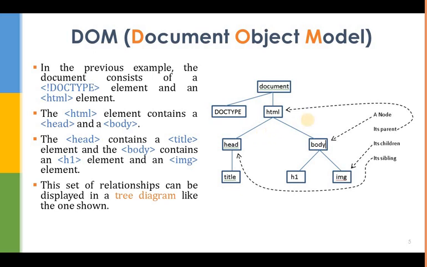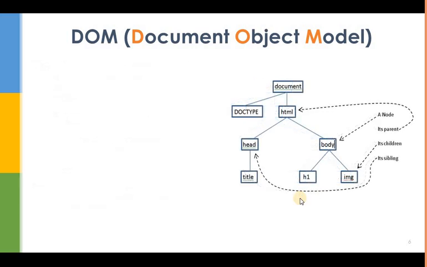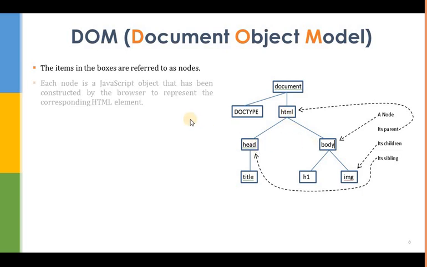So this is a node, and it is a child of this body node, and that is the parent node. This is a sibling: h1 is a child, image is also a child, that's why they are siblings. The items in the boxes are referred to as nodes. That means this is your HTML node, body node, head node, like that.